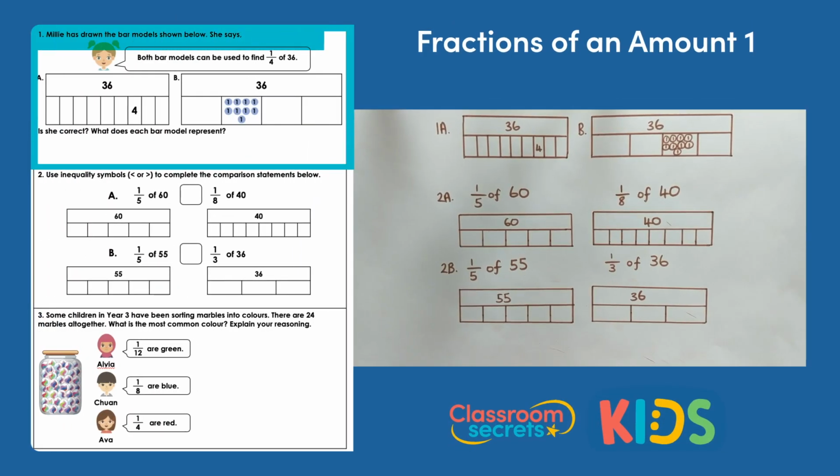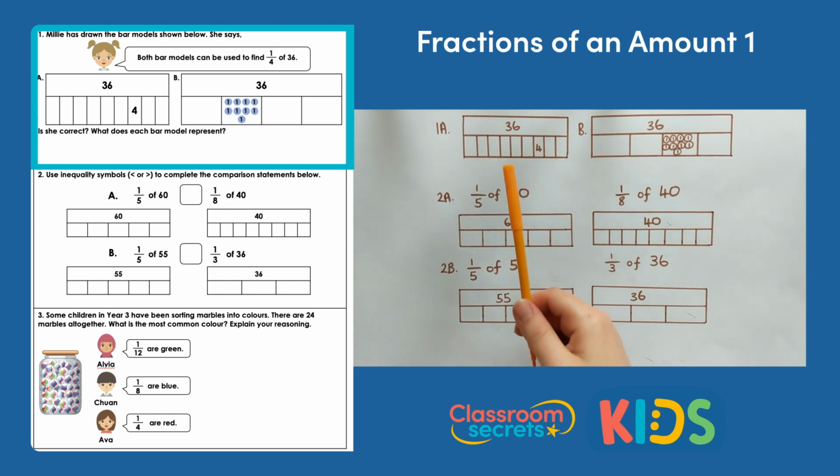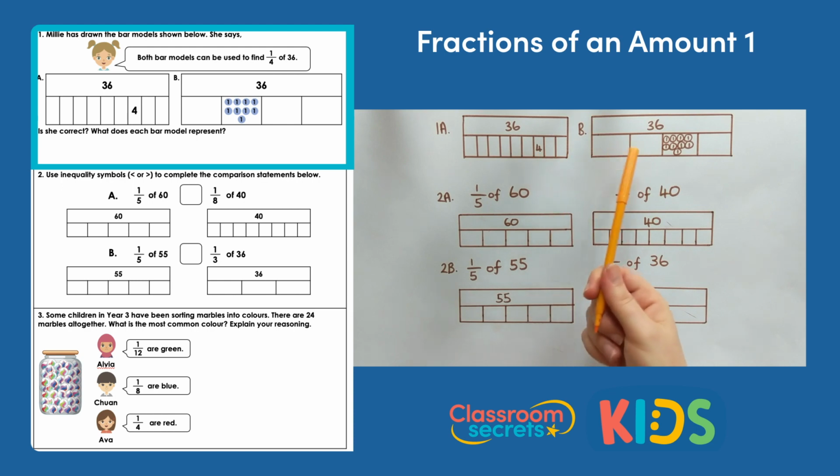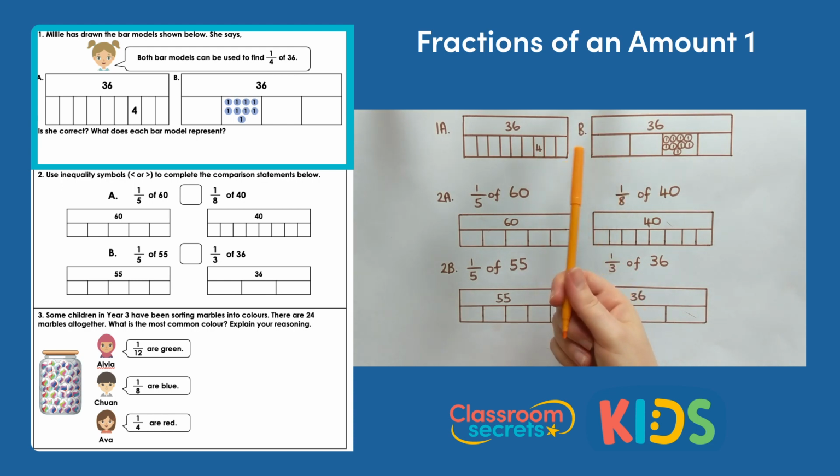For question 1, we have to look at these two bar models that have been drawn. Millie says both bar models can be used to find 1/4 of 36. Is she correct? What does each bar model represent? First of all, if we look closely, we can see that the number in the top rows of these two bar models is exactly the same, 36.